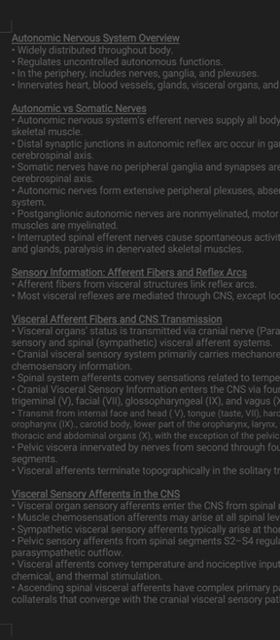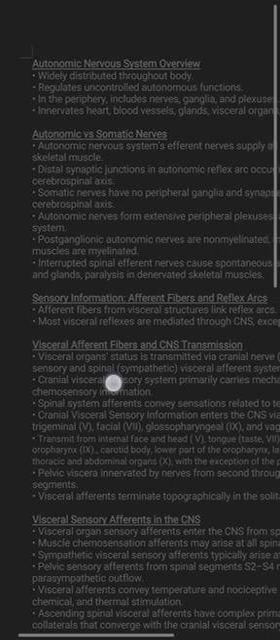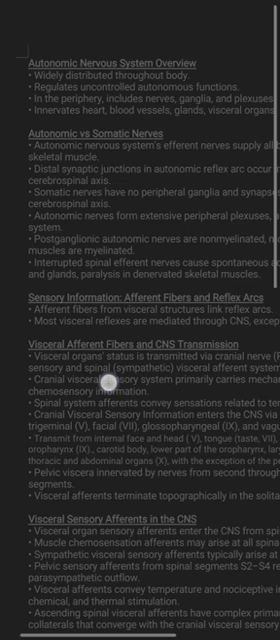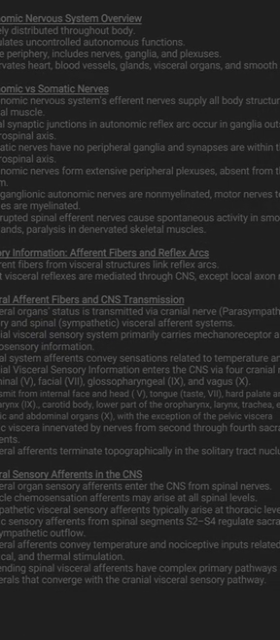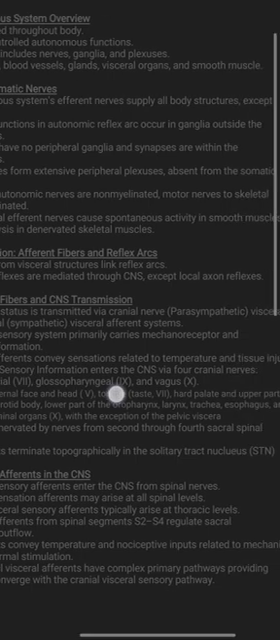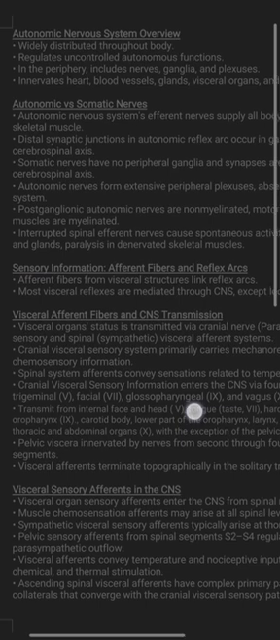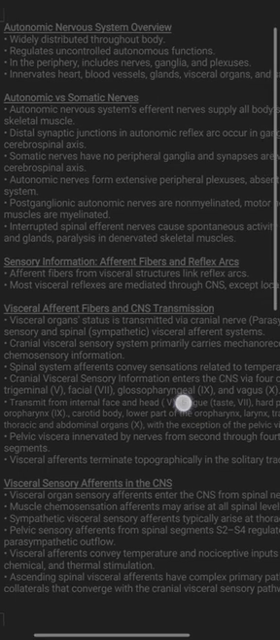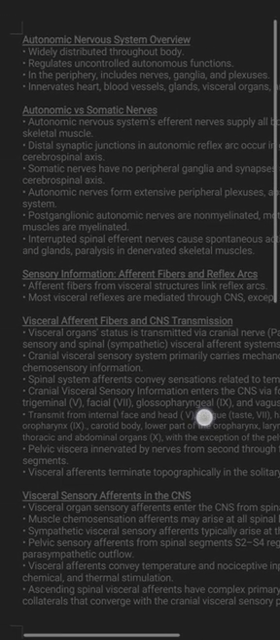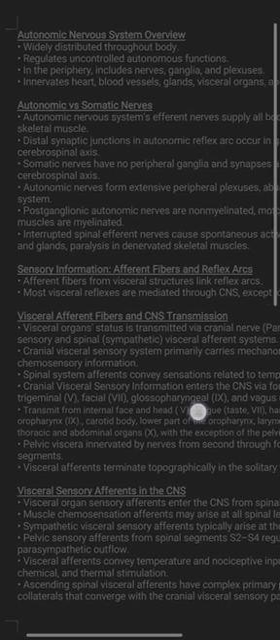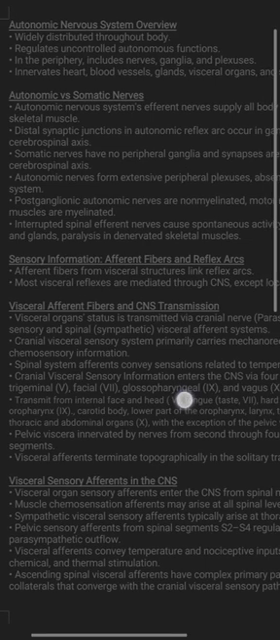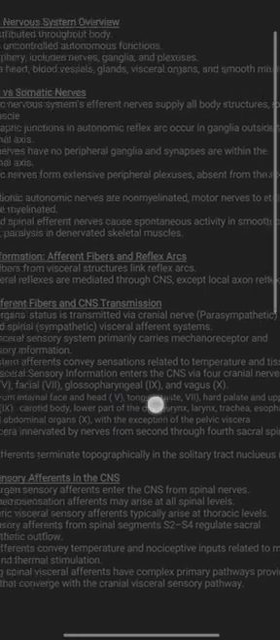Now, another point I want to let you know here is that if you interrupt, okay, let me put it, you can write: interrupted spinal efferent nerves cause spontaneous activity in smooth muscles and glands. Which of them is more in the cerebrospinal axis? The somatic. So we are talking about somatic, right?